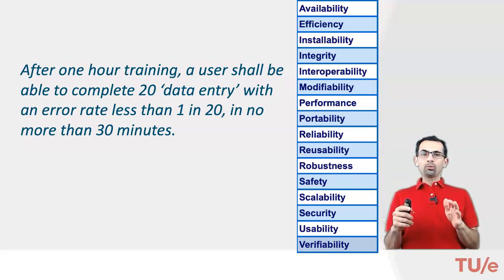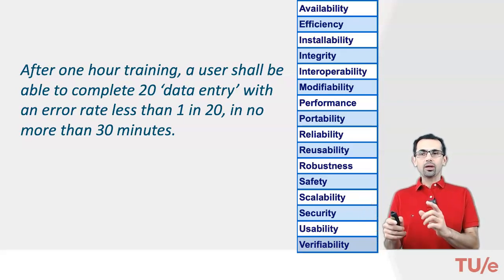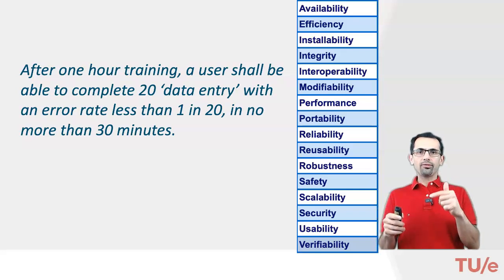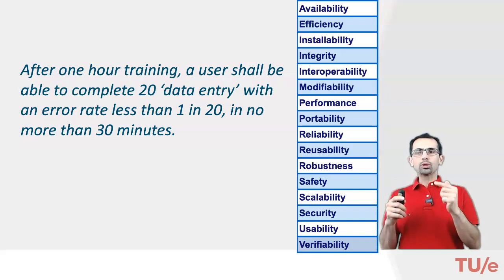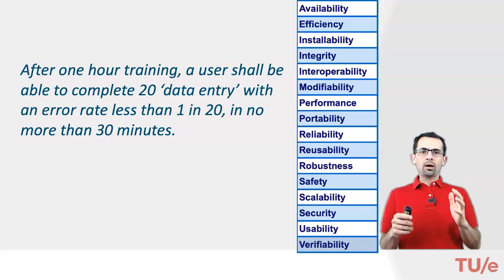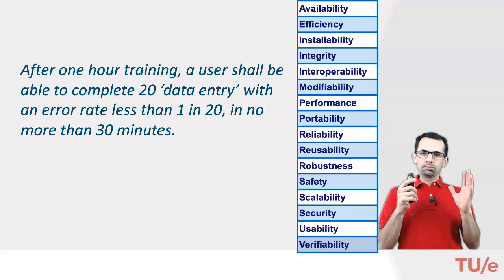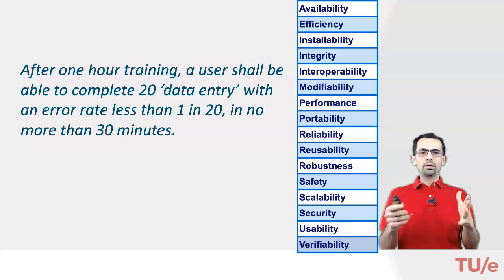What I would like you to do is, as soon as you see an example, please freeze or stop the video and try to think which quality attribute this particular example refers to. Okay, deal? Let's start. Now this is the example. You'll see which one it belongs to, but let me read it.